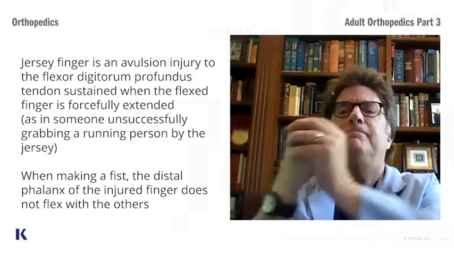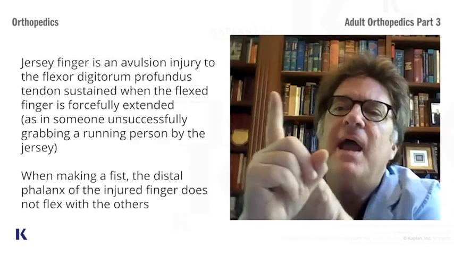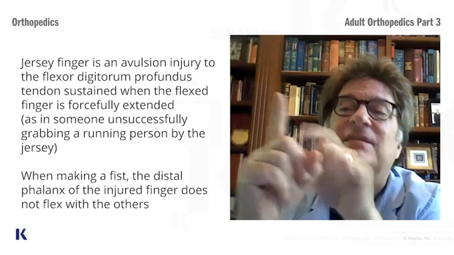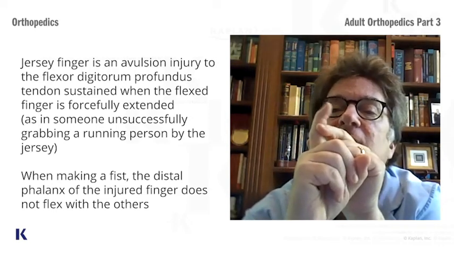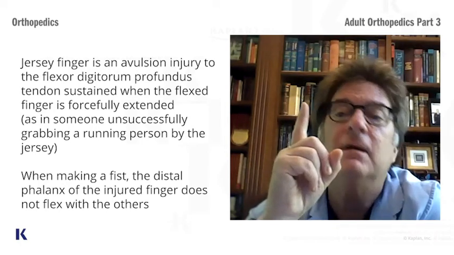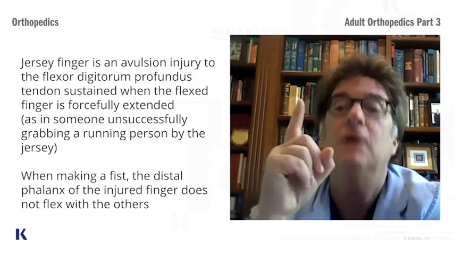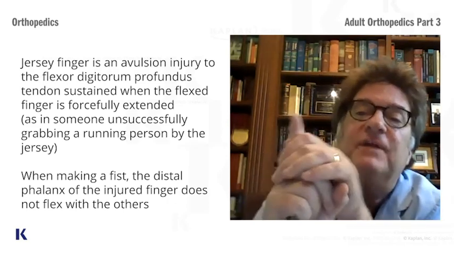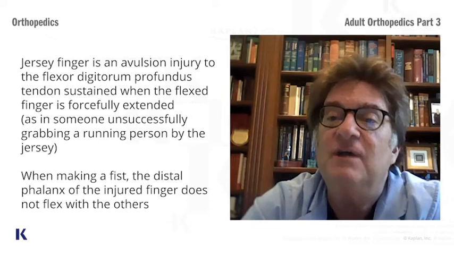and they pull away. And the person has a finger that they cannot flex at the distal interphalangeal joint. They can't do this. They tore the flexor tendon. They tore it traumatically by someone grabbing it and pulling away. And that finger is called a jersey finger.